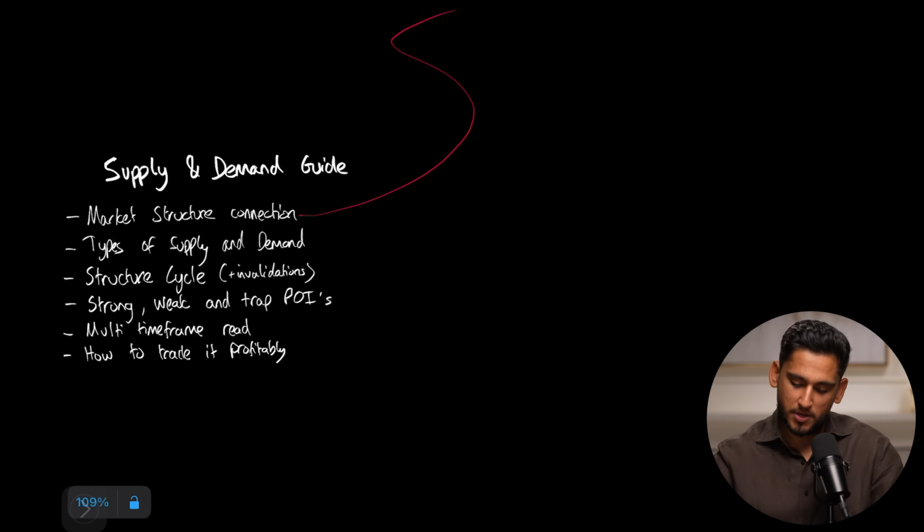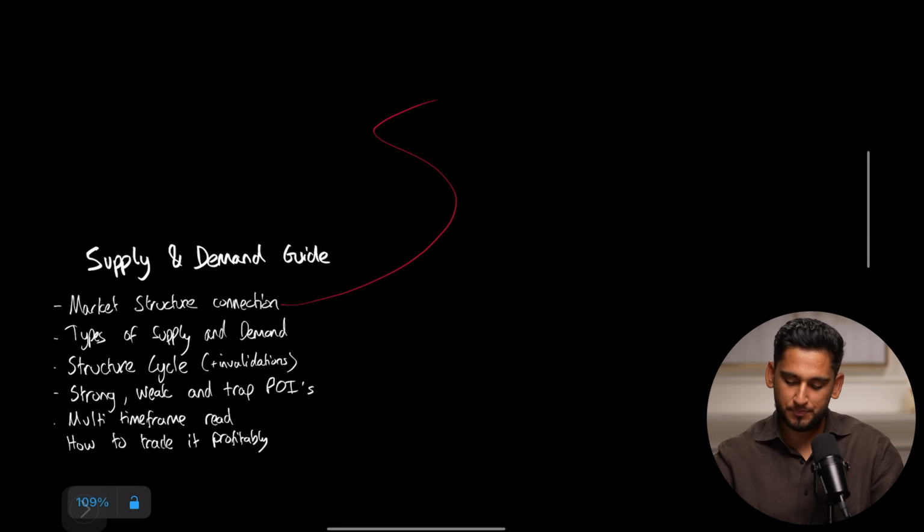So let's start off with our market structure connection. When it comes to market structure and connecting it to supply and demand, we first need to understand the basic premise of how to read market structure, because that's going to help us understand where the points of interest of supply and demand are inside those structure points.